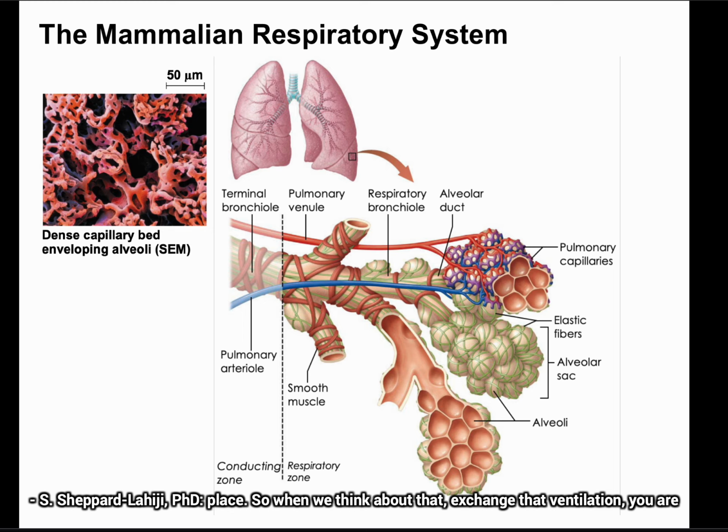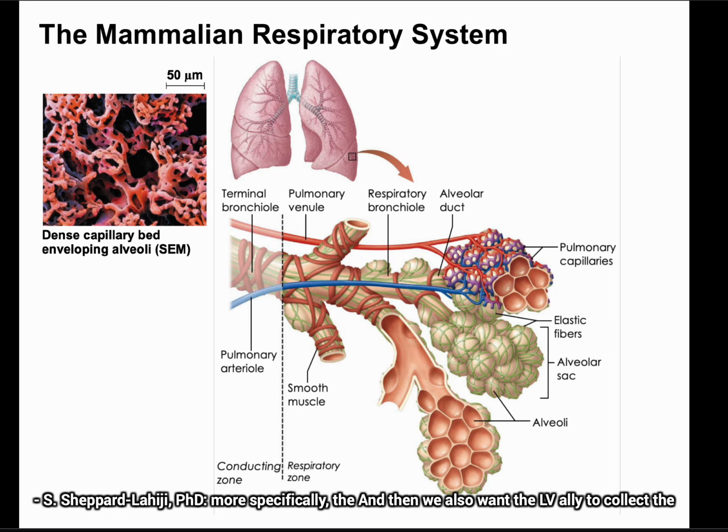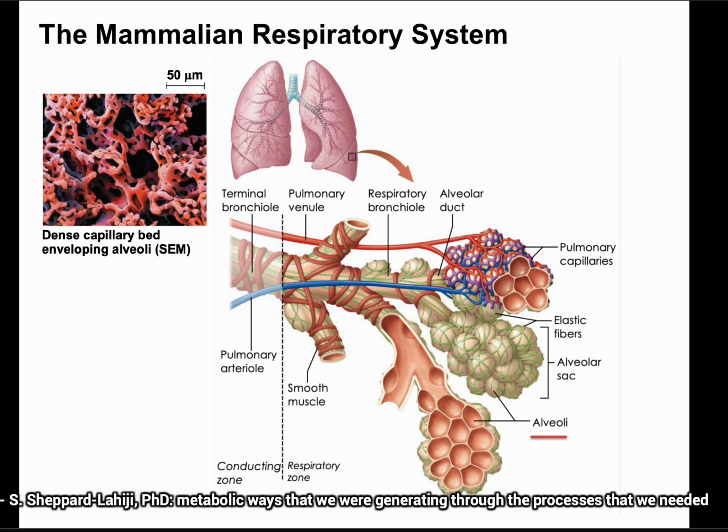So when we think about that exchange, that ventilation, you are thinking about the close relationship between the vessels within the cardiovascular system and the components of the respiratory system. So we want for there to be an exchange that takes place, and we want to be able to pick up oxygen that we have been taking in, traveling through the conducting zone into the respiratory zone, into the alveolar sacs, and more specifically the alveoli. And then we also want the alveoli to collect the metabolic waste that we were generating through the processes that we needed to in order to sustain our everyday lives.